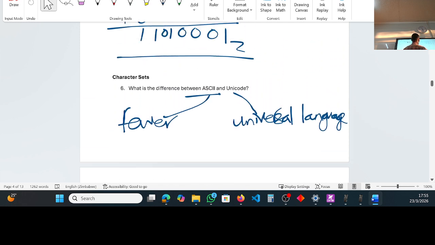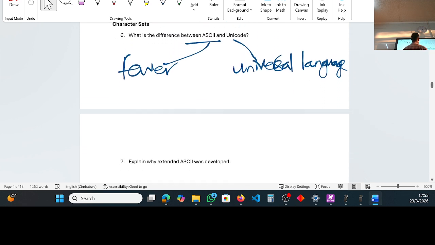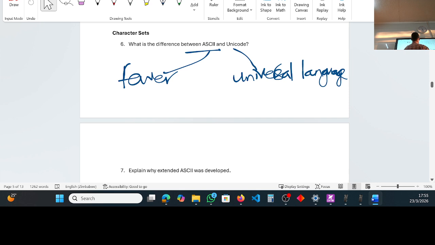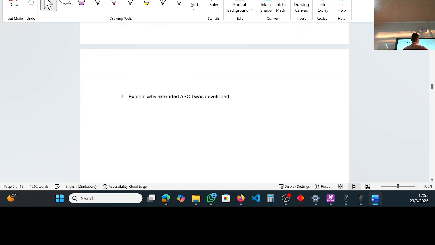And we can talk about bits. ASCII uses 7 bits and it can keep around 128 characters. That's ASCII. But Unicode, I mean, there are plenty of characters. Actually, all the world languages are covered.